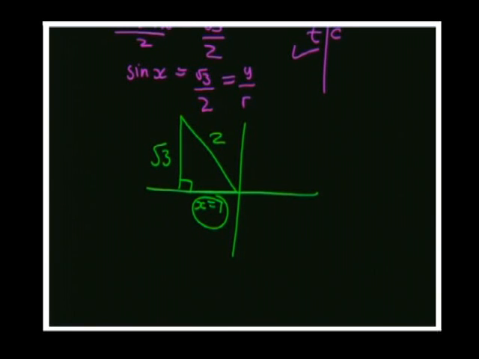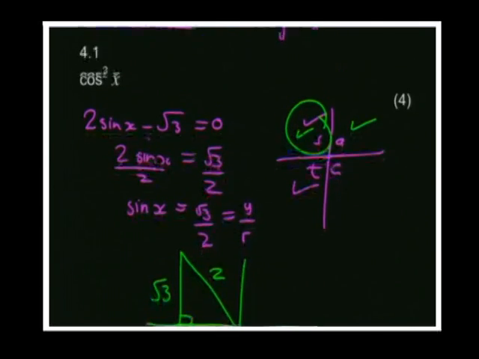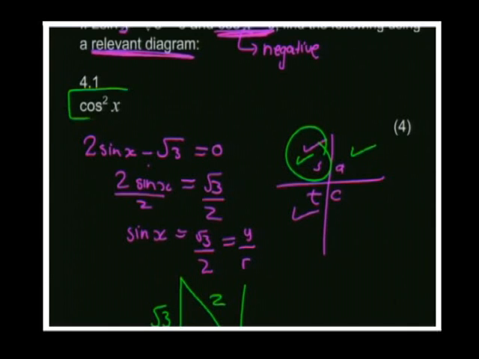Be careful, it's not 1. It's on the left-hand side of your y-axis. So in this case, your x is negative 1. Right. They want to know, what is cos squared x?